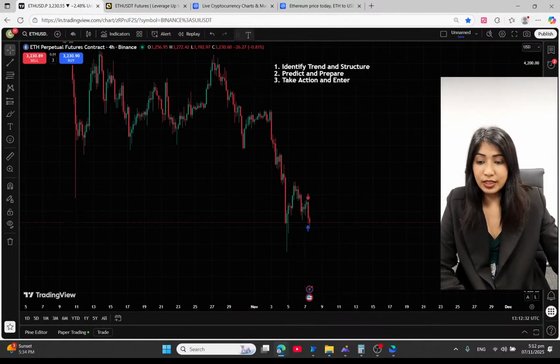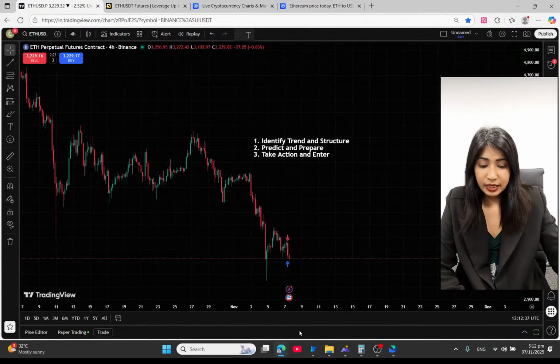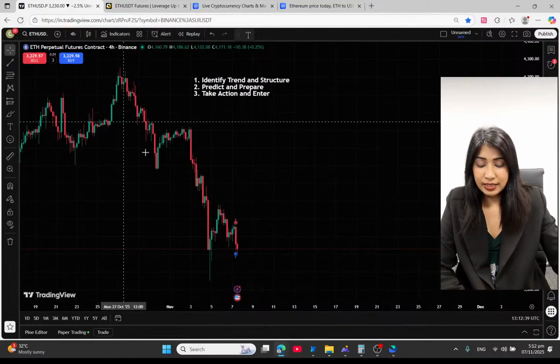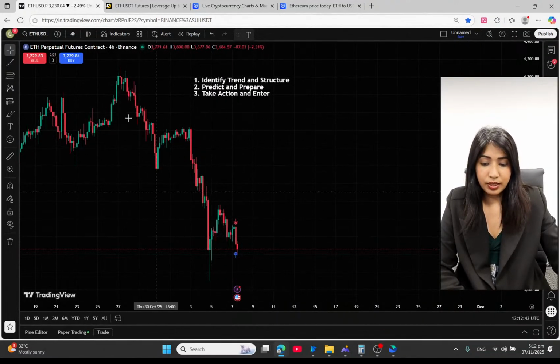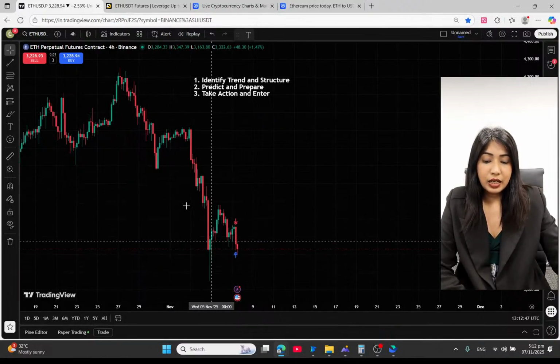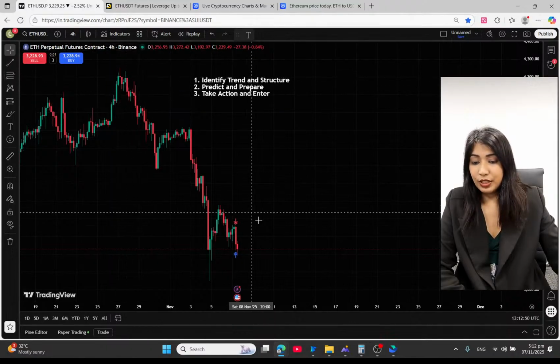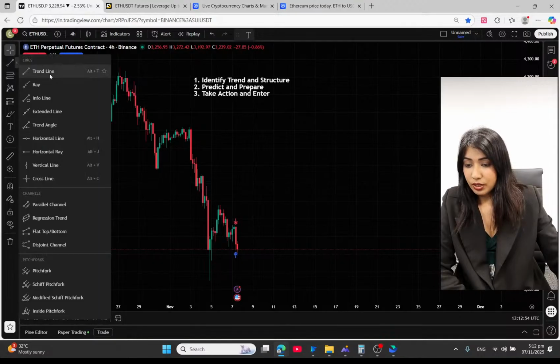Now I'm on the Ethereum 4 hours chart, and if I enhance this a little bit, you can clearly see we are in a downtrend. Okay, we are clearly in this downtrend. Now, definitely, for example, if you are seeing that, I'll draw a downtrend here.